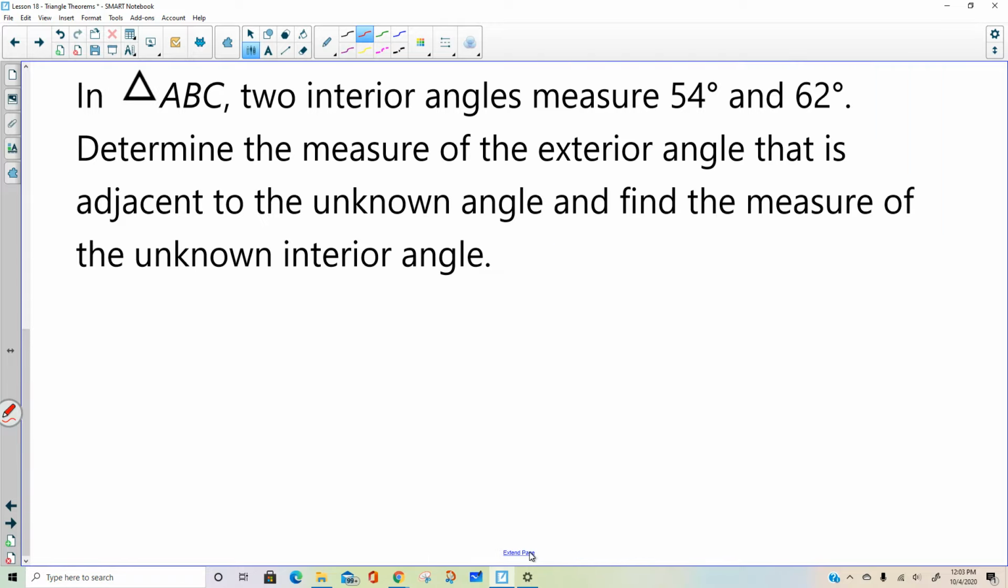All right, in triangle ABC, two interior angles measure 54 and 62. Okay, we're gonna have to start drawing this out. I've got a triangle with a 54 degree angle and a 62 degree angle. I don't know, the order doesn't matter, I guess. 54, 62. Let's extend this up a little bit.